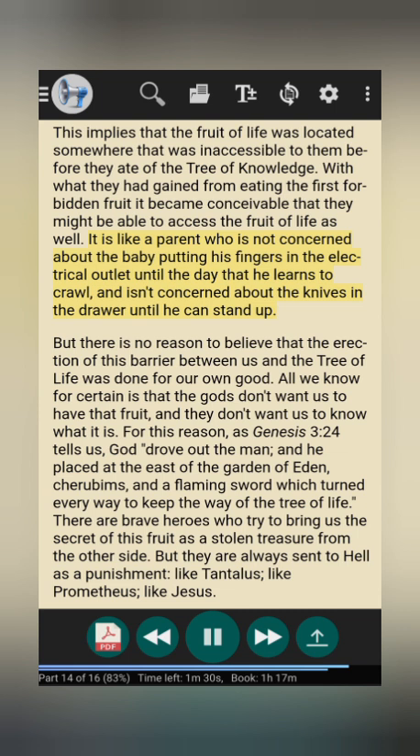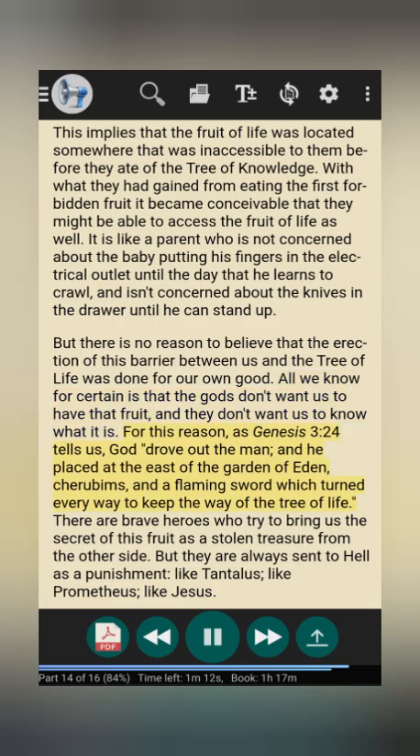It is like a parent who is not concerned about the baby putting his fingers in the electrical outlet until the day that he learns to crawl, and isn't concerned about the knives in the drawer until he can stand up. But there is no reason to believe that the erection of this barrier between us and the tree of life was done for our own good. All we know for certain is that the gods don't want us to have that fruit, and they don't want us to know what it is.